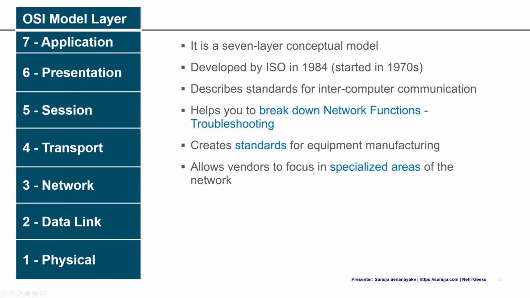So that allows vendors to focus on their own specialized areas, but the Microsoft software that is built based on the top 3 layers can interoperate with the network interface card, a physical layer product developed by Intel. So this type of layered model will allow those 2 organizations to interact with each other's products.